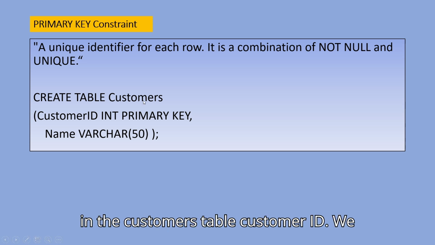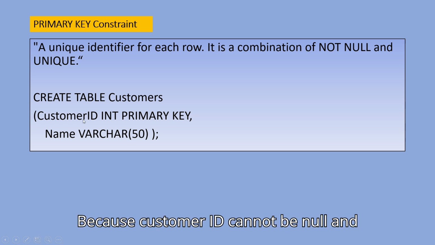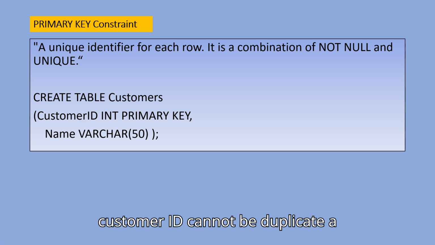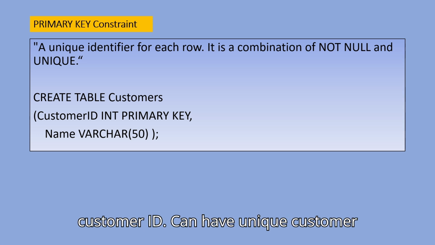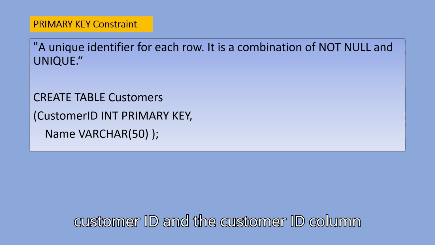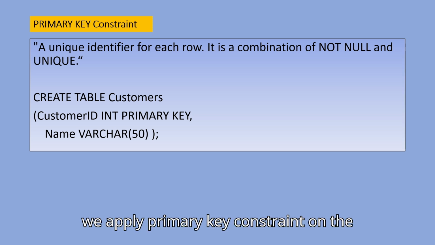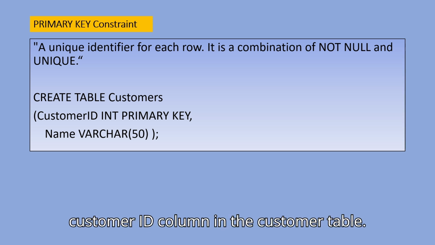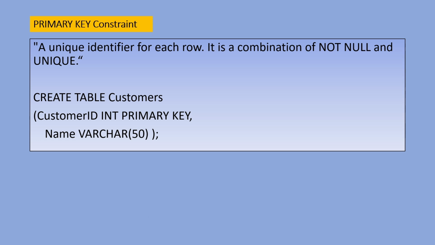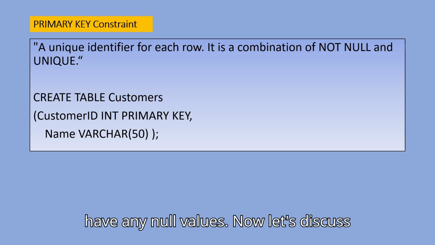You can see in the customers table, we are taking customer ID as a primary key. Why? Because customer ID cannot be null and cannot be duplicate. No two customers should have the same customer ID, and the customer ID column should not have empty records. Therefore, we apply the primary key constraint on the customer ID column in the customers table. Why have we not applied the primary key constraint on the name column? Because name can be duplicate, but customer ID should not be duplicate and should not have any null values.